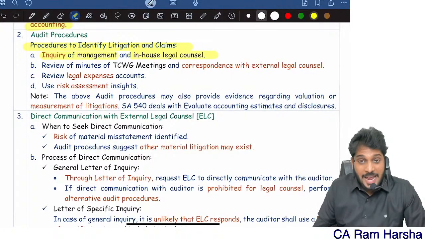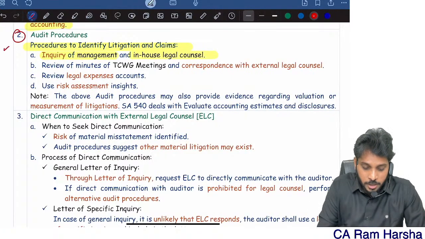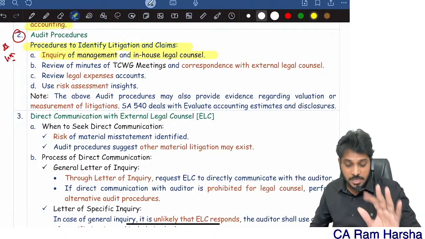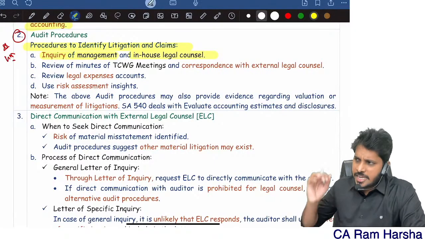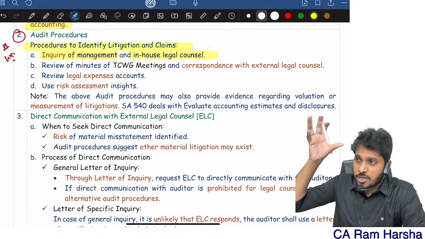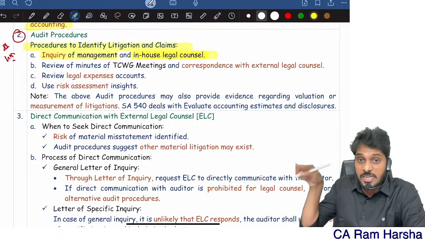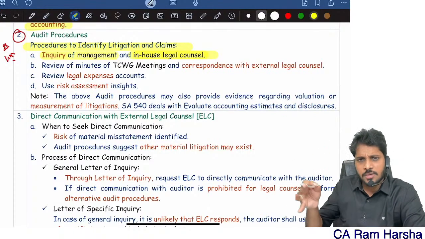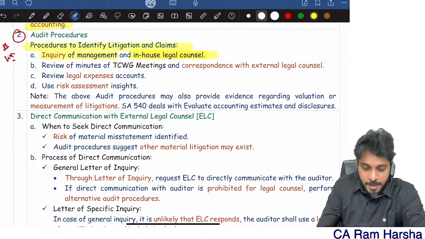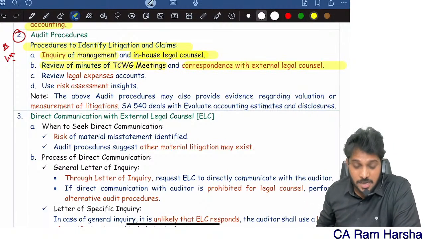Enquiry of management and in-house legal counsel. This is most important. Straight away they can ask it as a 4 marks question: audit procedures for litigations and claims. First, to know, enquire of management. Dear management, what litigations were there? What pending cases were there against the company? Not only management, enquire of in-house legal counsel. Some large companies have an internal legal team, so ask them. Review minutes of top management. Review correspondence with external legal counsel.